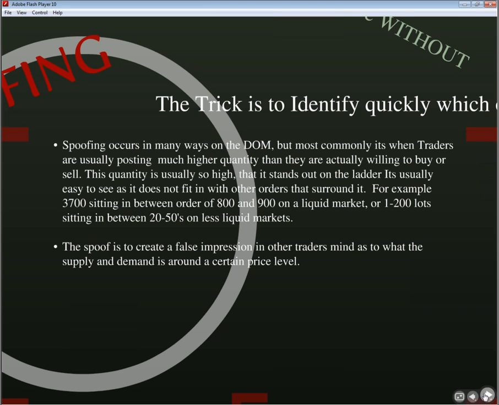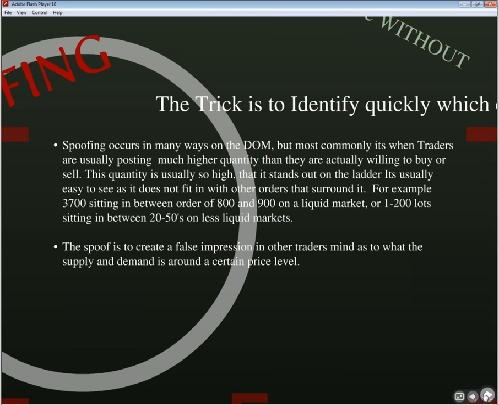or, for example, on a less liquid market like crude oil, like we saw earlier in the examples that I showed you, you will have to look for maybe 100 to 200 lots sitting in between maybe 20s and 50s. That's quite common. You'll see that on the Dow and the crude oil market. Gold, you do see it, but not so much. Gold is one of those markets where you're better off going with initiating activity. You do sometimes see resting bids and offers that you can lean on, and you do see spoofing activity that you can use.